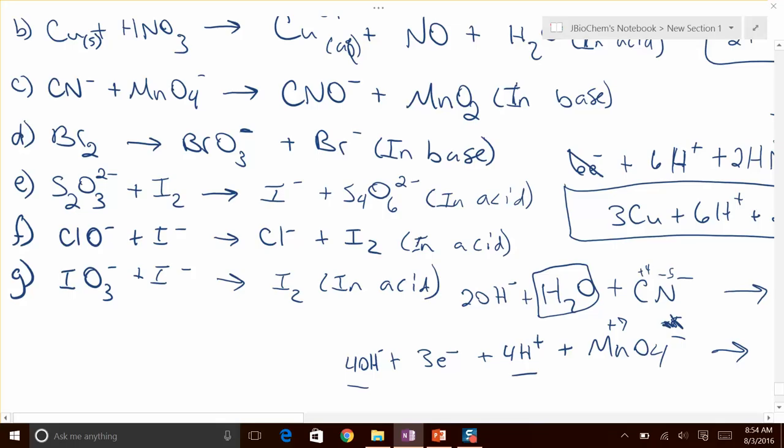Okay, you know what, guys? Do break it up into those half reactions. It's going to help you. Break it up into the half reaction. Br2, 0 to BrO3 minus, and then Br2 to Br minus. Do those two half reactions.